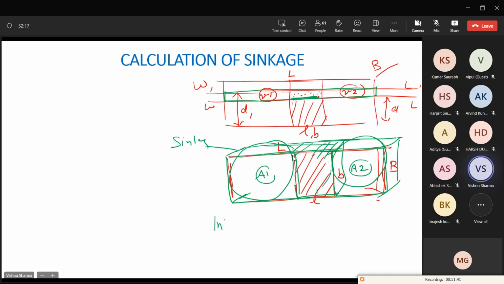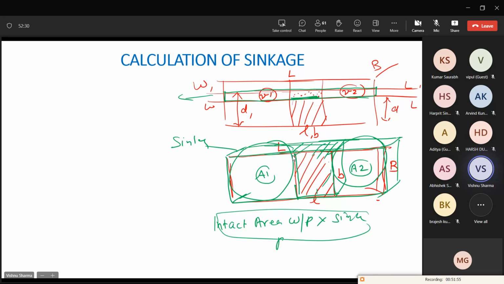What I am saying is, if I have the intact area of the water plane, because my water plane represents the page of the book, and if I multiply by the sinkage, will I get the regained buoyancy? Yes or no, beta? Will my regained buoyancy be equal to the intact area of the water plane multiplied by sinkage? Yes or no? Please, if you are not convinced, let me know.